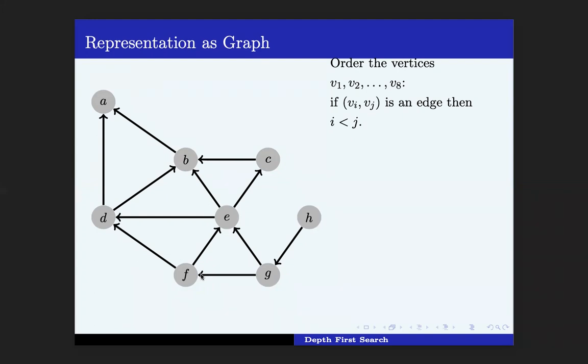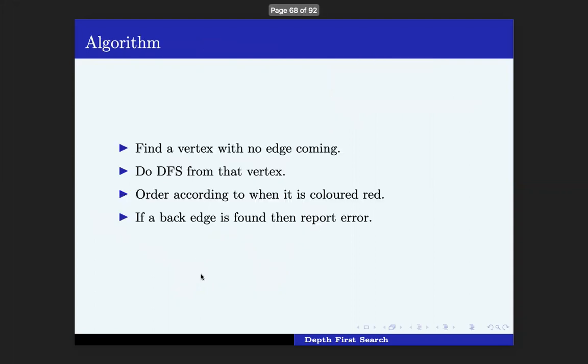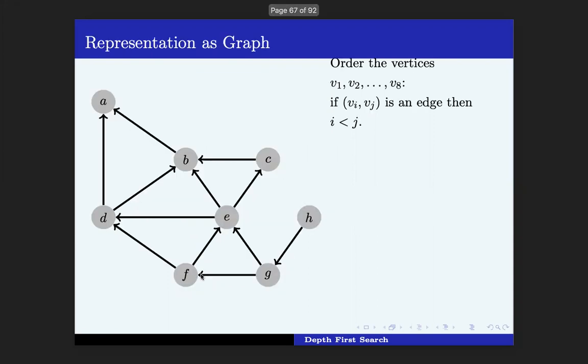If you create a DFS, then what will happen? What's the big deal? DFS is not giving you an order. DFS is giving you a tree. But with respect to that ordered rooted tree, we can create an ordering, right? Okay, good. So this is something I leave you to think about.